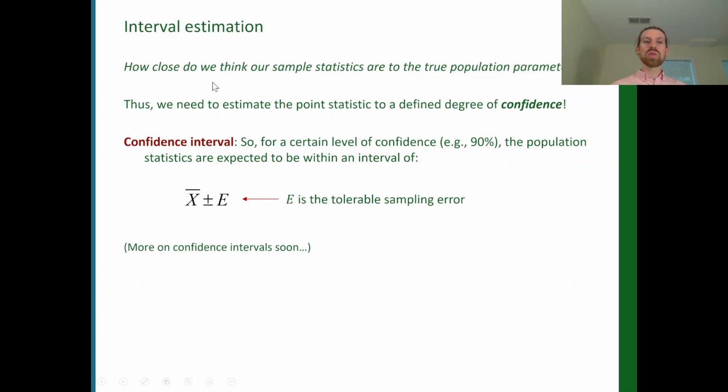So the question is, how close do we think our sample statistics are, when we pulled them from the population, to the actual true population parameters? So we need to estimate the point statistic to a defined degree of confidence. The confidence interval is defined by this equation here. For a certain confidence level, let's say we want to be 90% confident that our population mean lies within the range we're going to give, then the population statistic is expected to be within the interval of x bar, which is the sample mean, plus or minus this tolerable sampling error value that we're going to estimate, okay? So that's essentially how we do it.